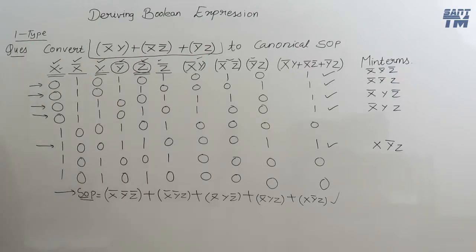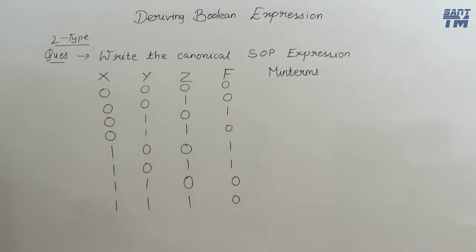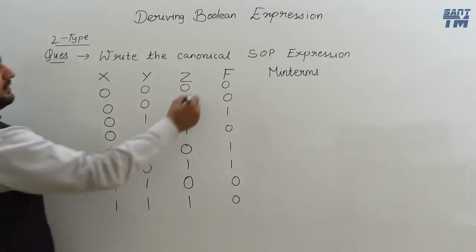So we will consider one more type of question that will come in exam. The second type of question you can get for canonical SOP is of this type. They will not give you an expression, they will directly give you the truth table and you have to write the equivalent canonical SOP expression. This question is 50% less confusing than the previous one. The previous question gave us an expression. We constructed a truth table for that expression and then checked the outputs which are 1, selected those rows and wrote the corresponding minterms. But in this question, we have already got the function.